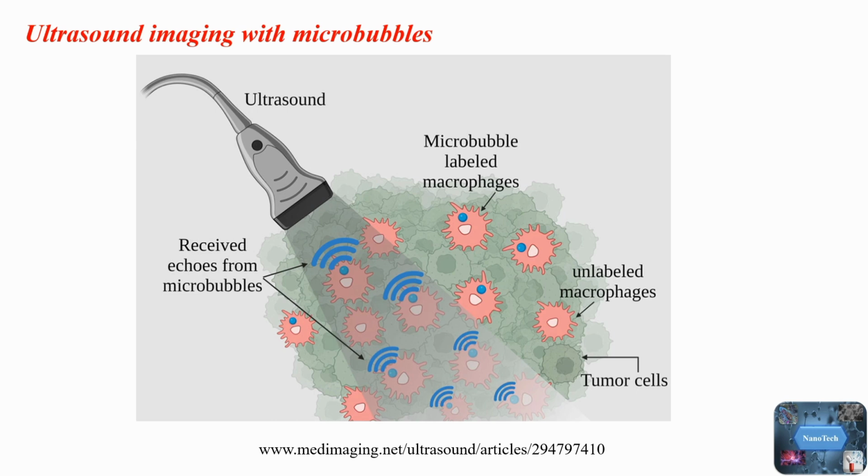Microbubbles in ultrasound work by responding to the pressure changes in sound waves, vibrating strongly at the high frequencies used in medical imaging. This makes them incredibly reflective, thousands of times more than regular body tissues. This enhanced reflection improves the quality of ultrasound images, giving clearer pictures of tissues and blood flow.